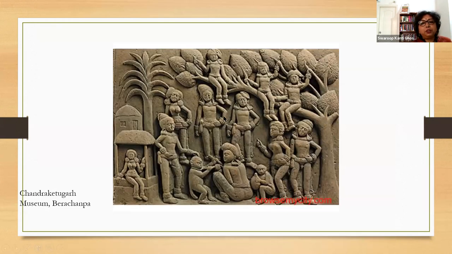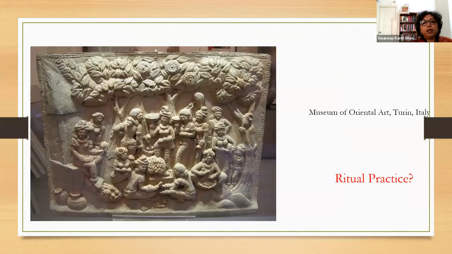And these leaves, these trees are very common. But here too, we find a very interesting scene where you can see two monkeys. Are they playing with the monkeys, or are the children just enjoying themselves on the tree? All in all, it can be said that it is a very happy, enjoyable moment, and they are enjoying their leisure. This has been represented through this sculpture. This sculpture is now housed in the Museum of Oriental Art in Turin, Italy.